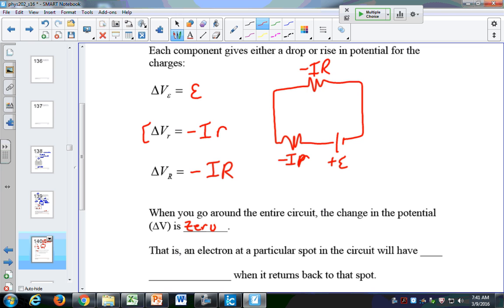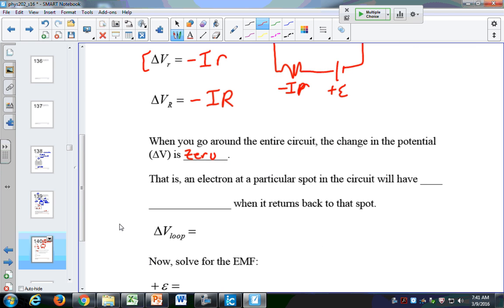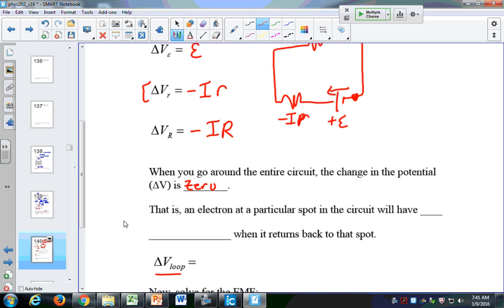When I go around the entire circuit, if I go around that whole loop, beginning here and going all throughout the circuit, then I can add up all those changes in potential. So I get a plus E, a minus I times little r, minus I times big R, and that's going to equal 0. That's just saying that an electron at a particular spot will have the same energy when it returns back to that spot.